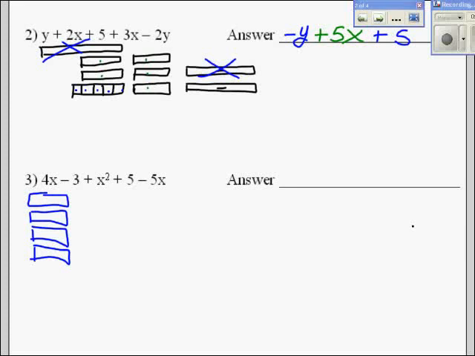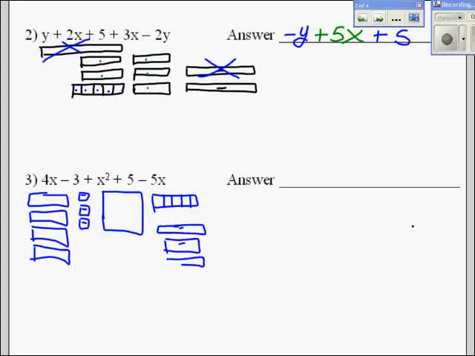Then I want to draw 3 negatives. 1, 2, 3 negatives. Then a positive x squared. Then 5 positives. And then 5 negative x's. 1, 2, 3, 4, 5. Or I could have just drawn a 5 piece.